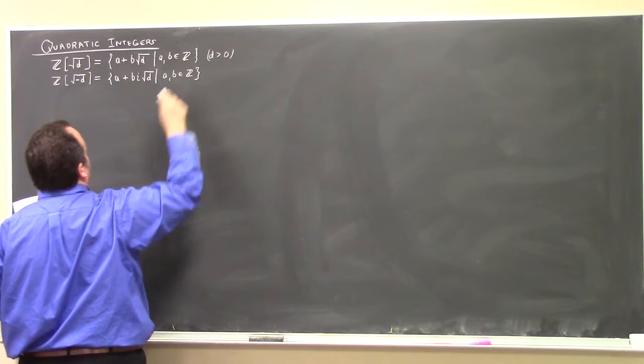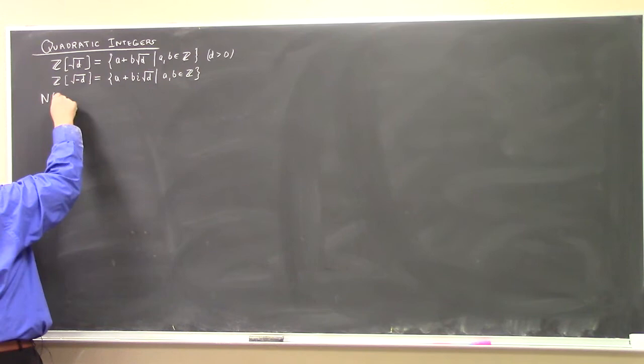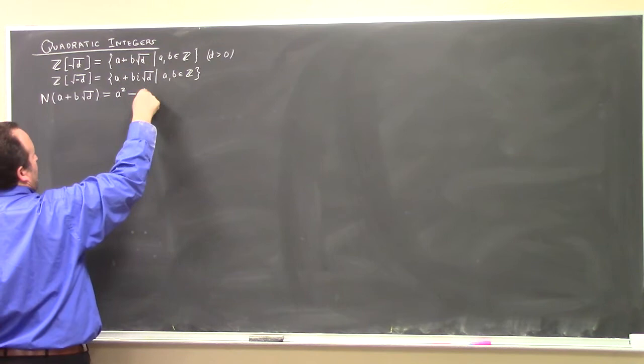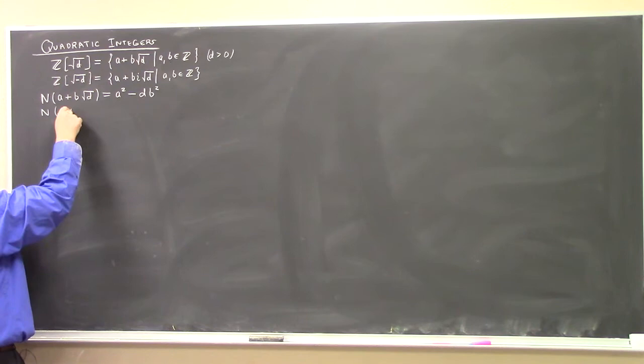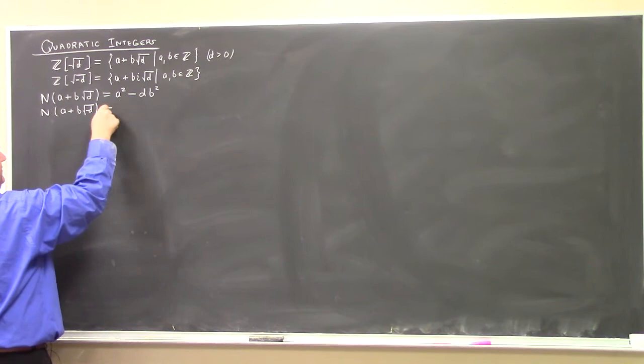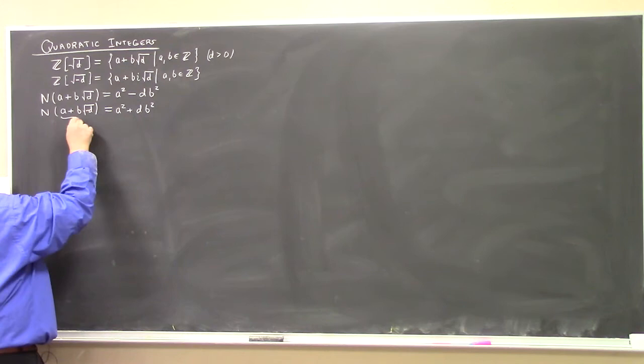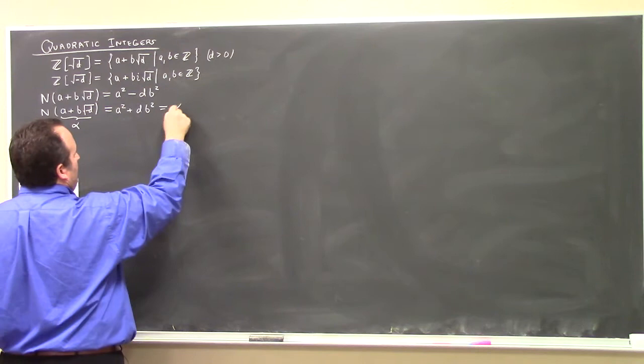So for any of these, you can define the norm of either a plus b root d, and that's going to be a squared minus d b squared. Or in this kind of one, you do a plus b square root of minus d. Well, let's just call this thing a squared plus d b squared. But in this case, you could still call this alpha, and it would still be the case that this is equal to alpha alpha bar.